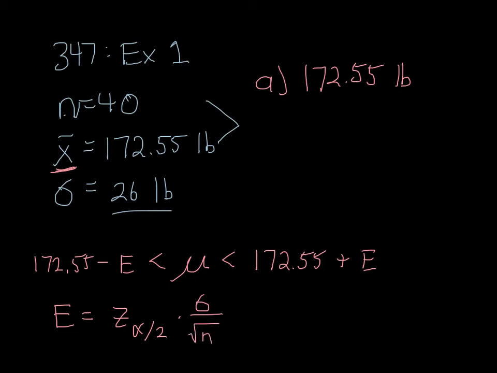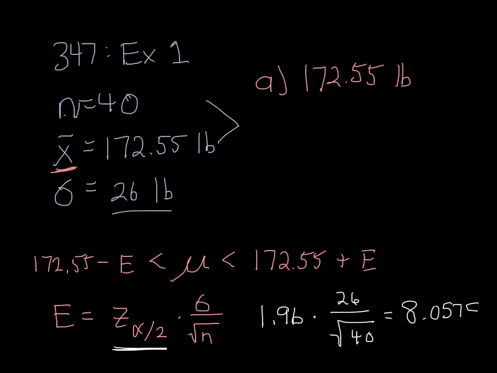And since we're building a 95% confidence interval, the previous slide showed us that the z-score associated with a 95% confidence interval was 1.96. The sigma in this problem is 26, and our n value is our sample size, or 40. And if we punch all that into our calculator, we end up with 8.0575, all rounded to 4 decimals. So that 8.0575 is our margin of error.